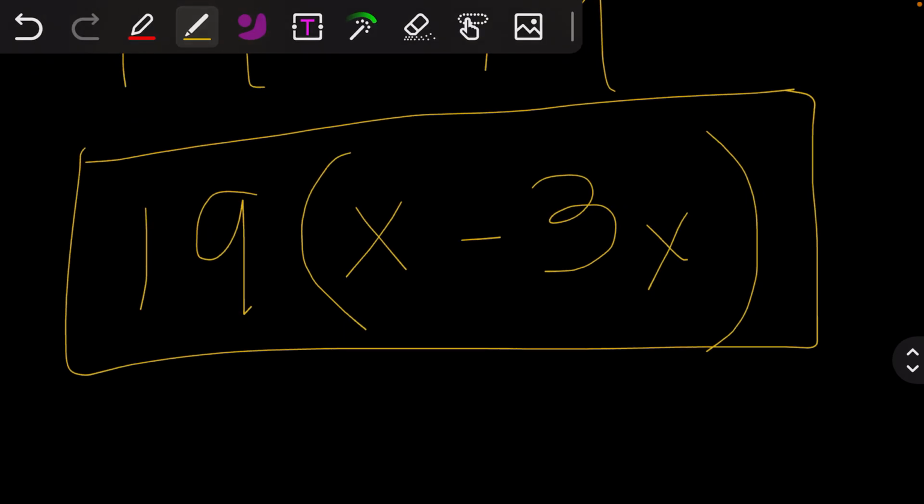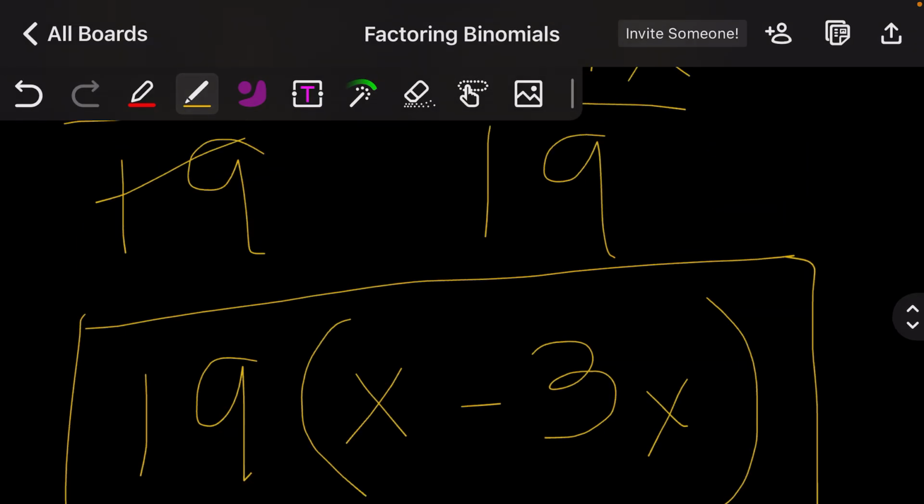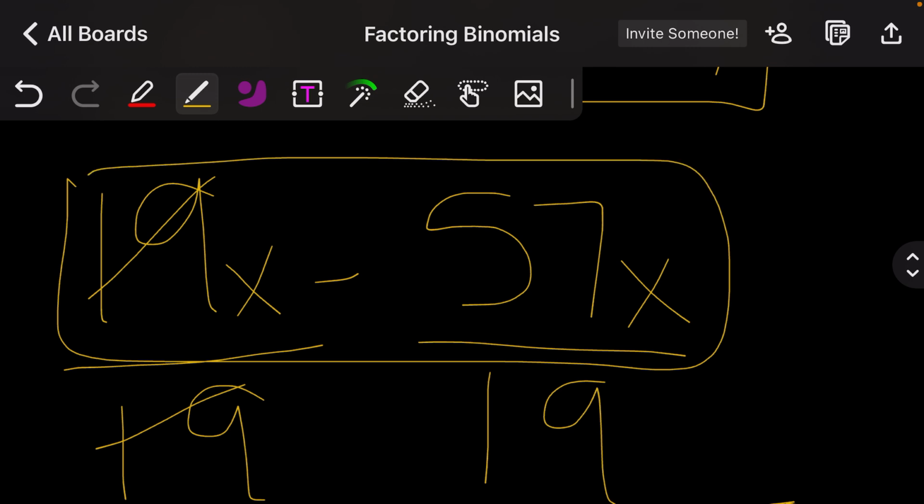19 times x minus 3x. These are the two factors that give you the original expression right here. Let's move on to the next example.